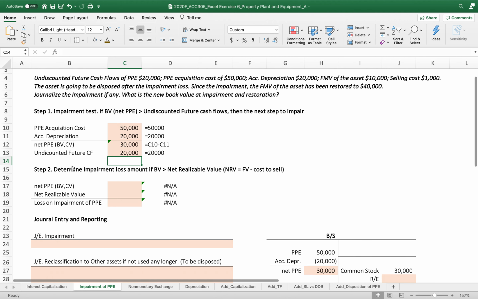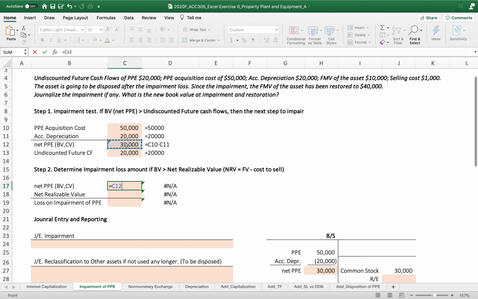So step 2, determine the impairment loss amount if the book value is greater than net realizable value. Now, we don't need any information once we pass this impairment test to determine the impairment. Undiscounted future cash flow is now useless. It's just forgone. So we are not going to use this information any longer. Now let's compare this net PP&E with net realizable value, which is the fair market value minus cost to sell. So let's put this $30,000 again.